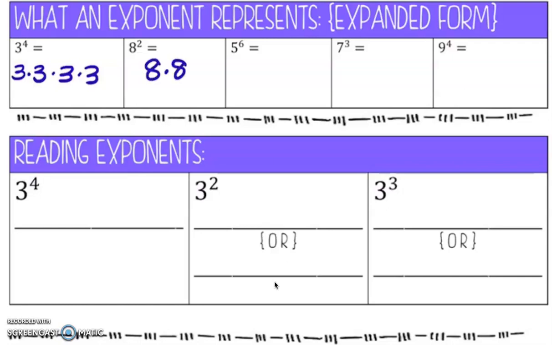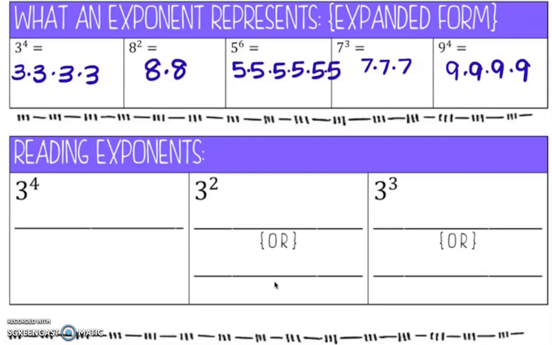Okay, so that exponent tells us how many times to multiply the base times itself. Okay, 5 to the 6th power actually represents 5 times 5 times 5 times 5 times 5 times 5. Okay, 7 to the 3rd power, if we were to expand that out, that would be 7 times 7 times 7. You guys, we talked about in the last unit that that little dot means multiplication. So I'm just writing that little dot instead of the times sign. Okay. 9 to the 4th expanded out actually says 9 times 9 times 9 times 9.